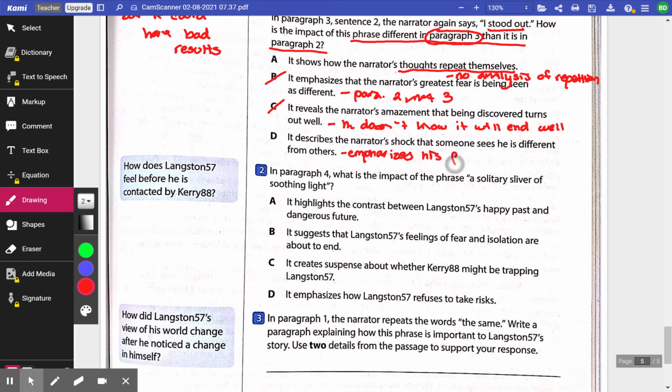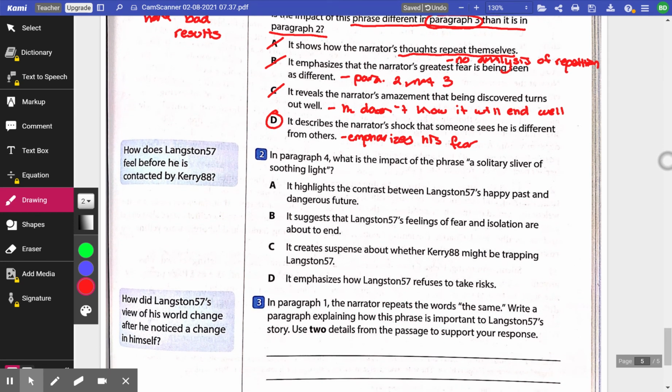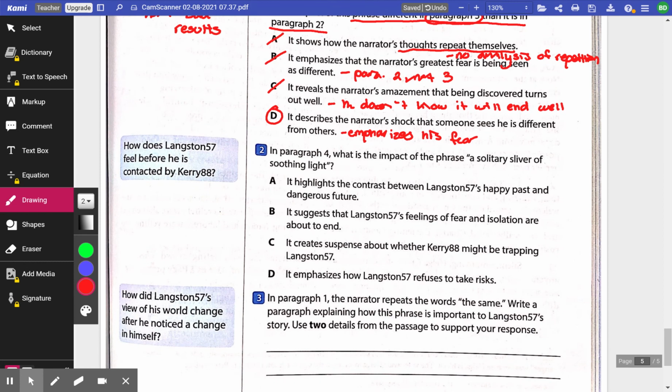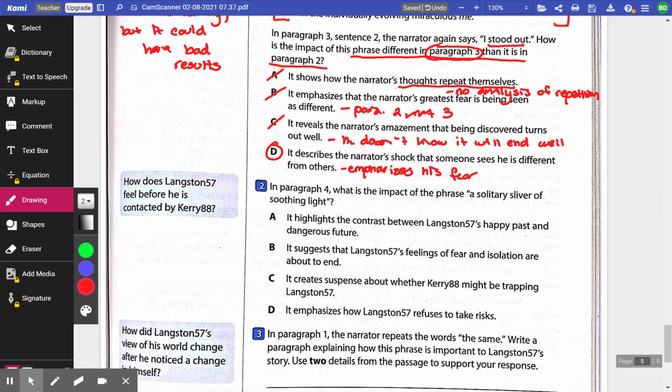So between answer choice A and D, I would say answer choice D is the better option for us because answer choice A is just very surface level. It really doesn't give us the reason for the repetition. It doesn't give us a good analysis of that. And because of that, answer choice D is the better option because it takes it to that next level. It says it describes the narrator's shock that someone sees he is different from others.